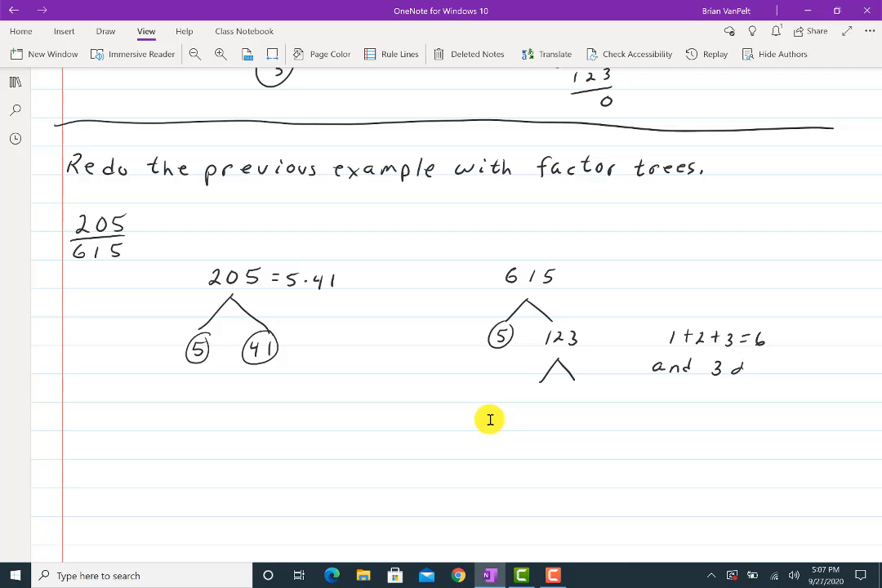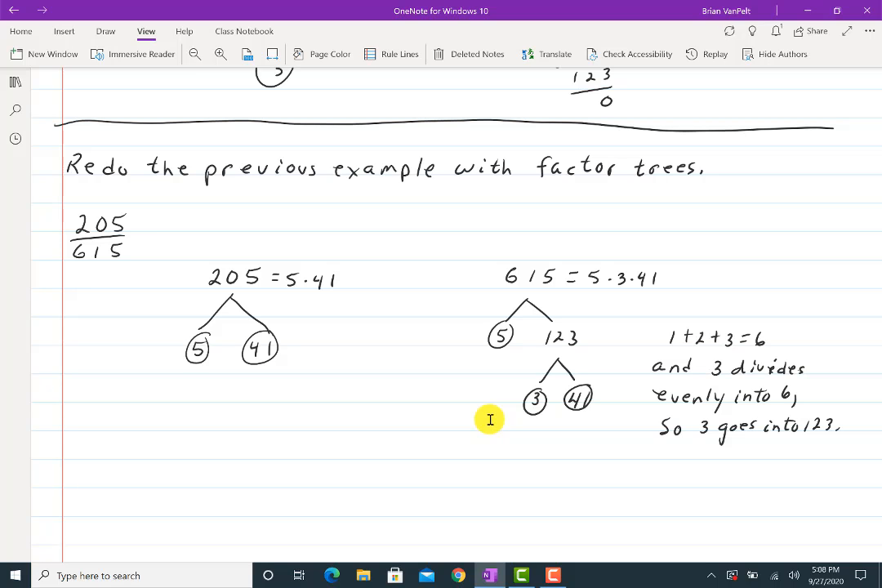3 divides evenly into 6. So 3 goes into 123. That's a trick. If 3 happens to go into the sum of the digits, 3 goes into the original number. So I know that 3 goes into 123. And if you do the division, you'll get 3 and 41. So 615, look at the circled numbers, equals 5 times 3 times 41.